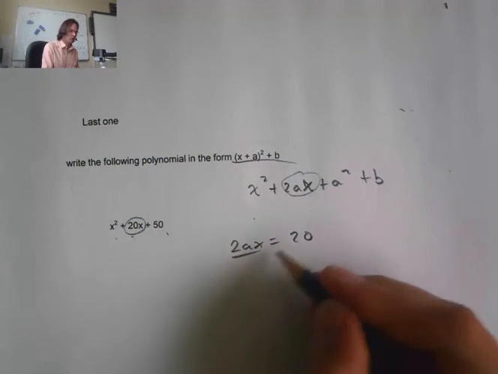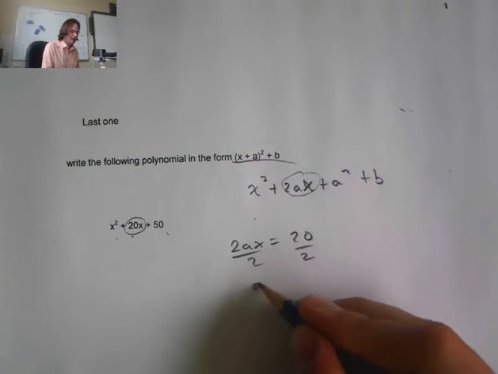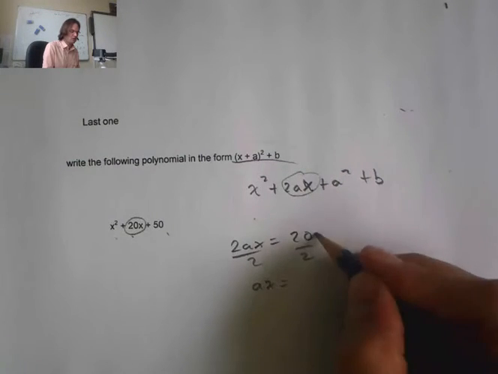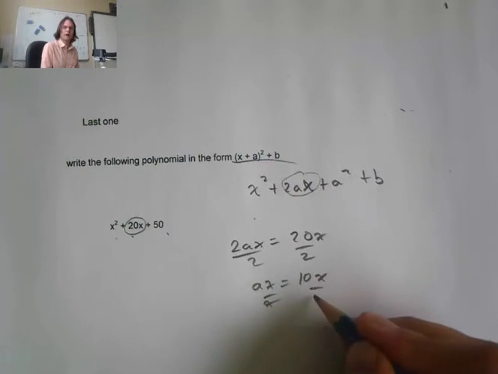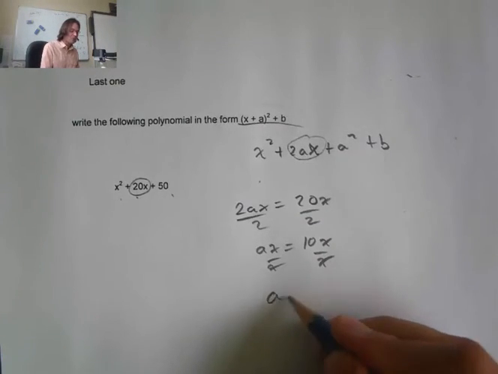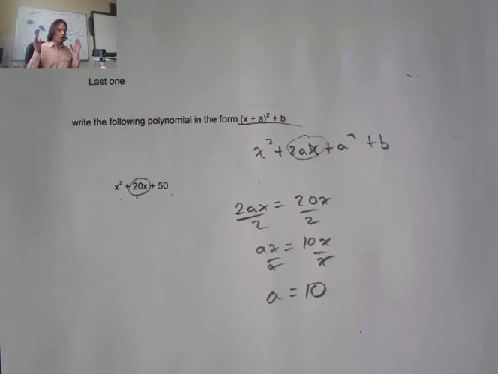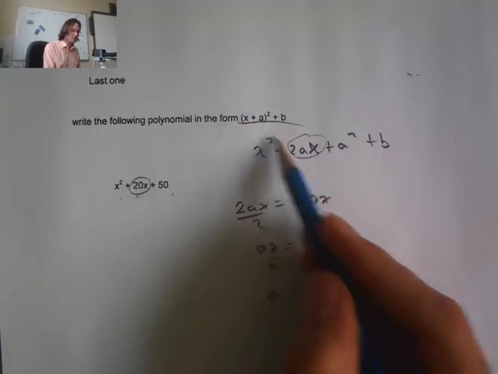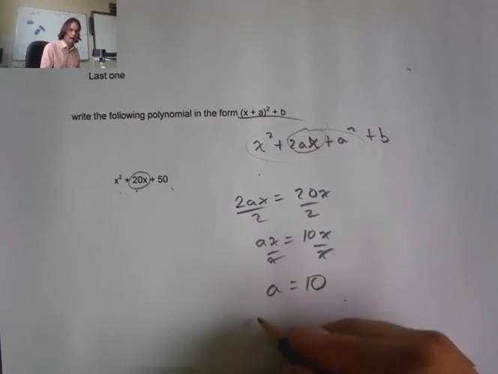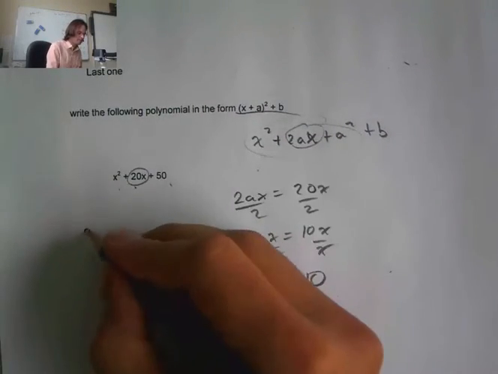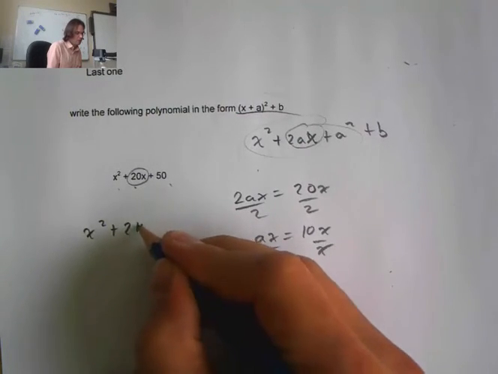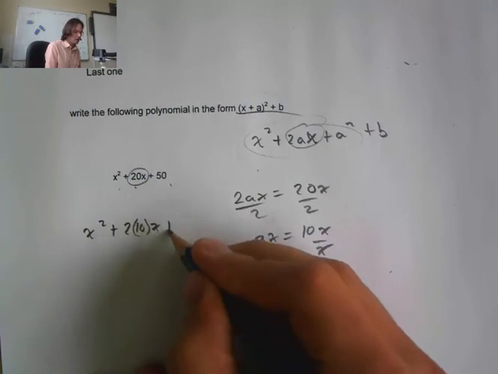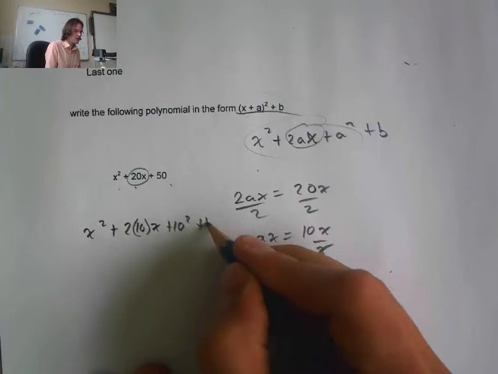So I'm going to divide this by 2, divide this by 2. I get ax is equal to, oh, there's an x there, 20x is equal to 10x. Divide by x, divide by x. I'm going to end up getting a is only equal to 10. So now I found a, okay? So let's plug this back in for what a is. So I'm going to have x squared plus 2 times 10x, and then plus 10 squared plus b.